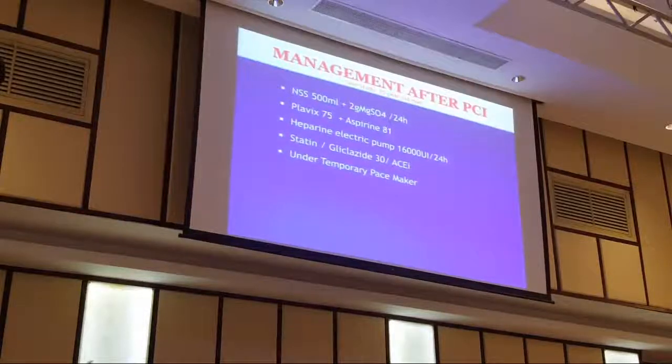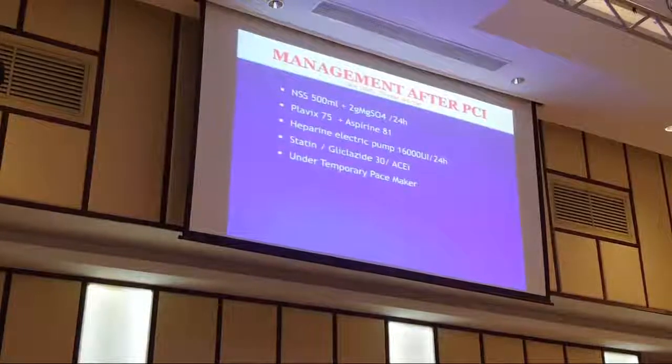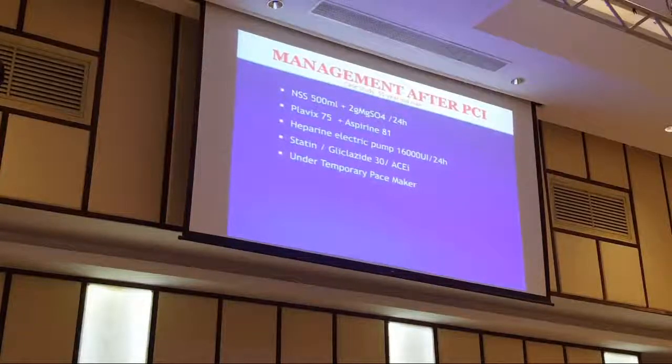For the management of the PCI, we do dual antiplatelet therapy with aspirin, heparin by electric pump, and a statin, and glycoside for the diabetes mellitus, under a temporary pacemaker. Why do we put in a temporary pacemaker? Because we know the RCA, right coronary artery, supplies blood to the sinus node. So when the RCA is affected, the heart slows down, causing bradycardia. So we have to put in a temporary pacemaker in case the stent is blocked again after stenting, so the patient can survive anyway.